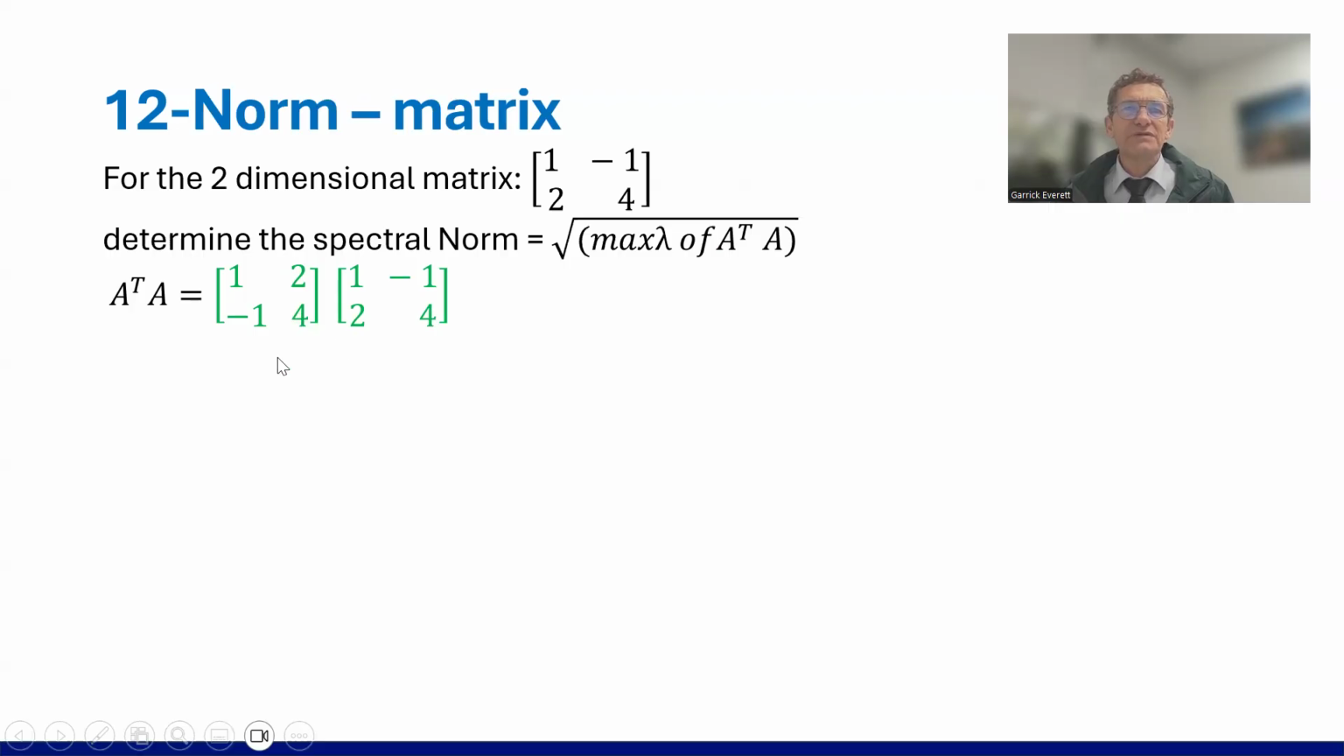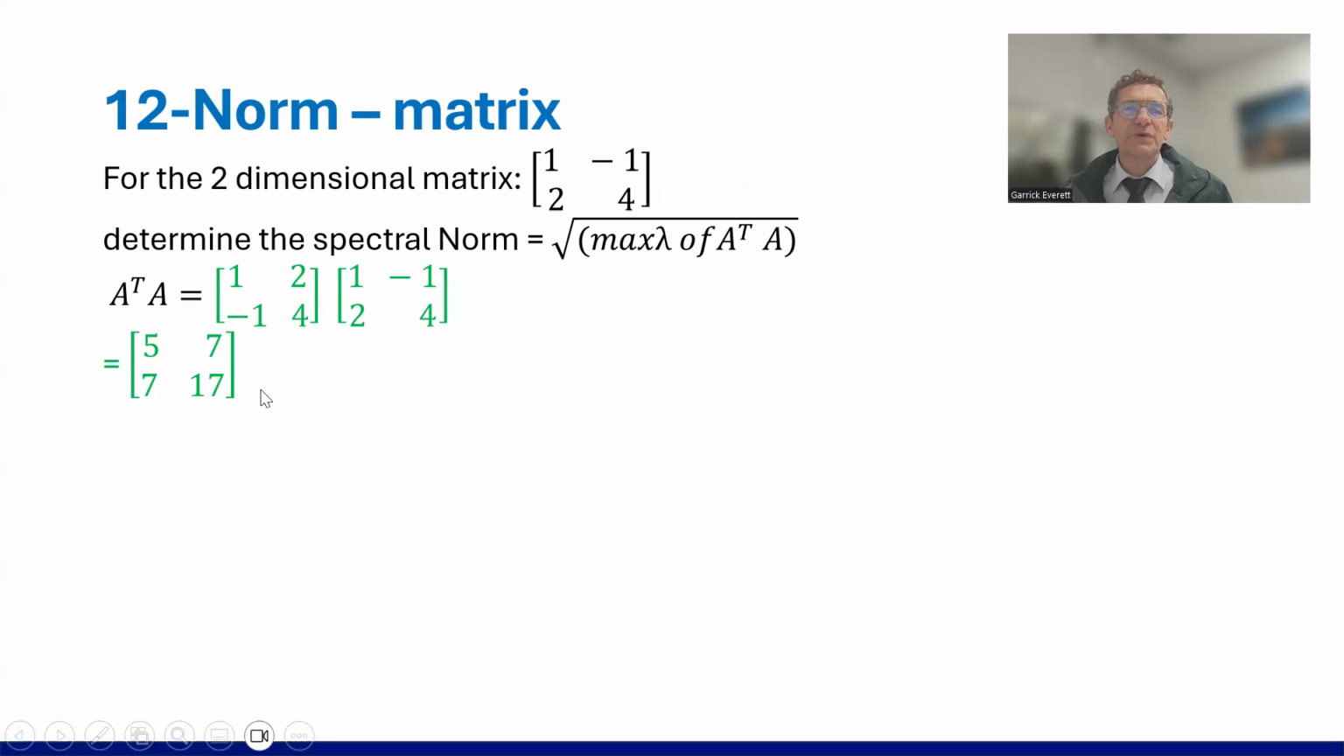So we just want this, so this is going to multiply 1 times 1 is 1, 2 times 2 is 4, 1 plus 4 is 5, 1 times minus 1 is minus 1, 2 times 4 is 8, minus 1 plus 8 is 7. Do it again on the bottom row. Minus 1 times 1 is minus 1, 4 times 2 is 8, so 8 subtract 1 is 7, and then minus 1 times minus 1 is 1, 4 times 4 is 16, 16 plus 1 is 17, so that's A transpose A.